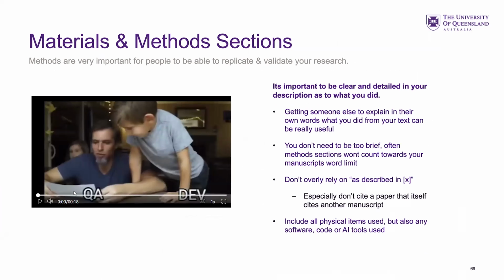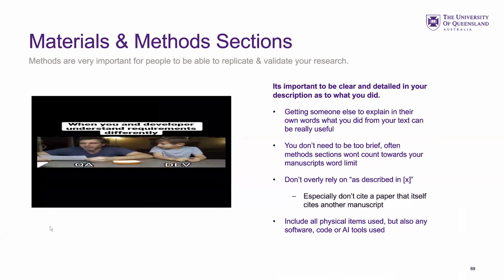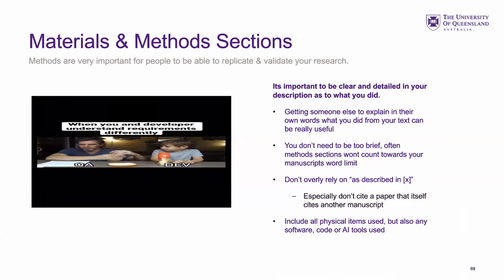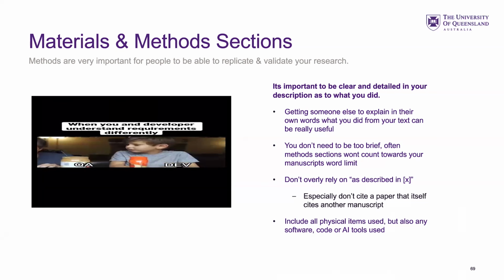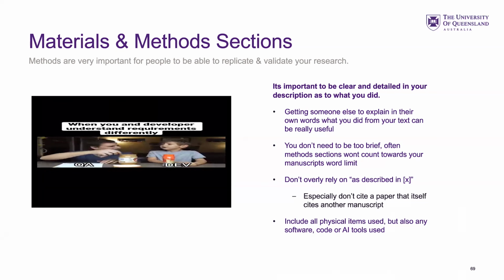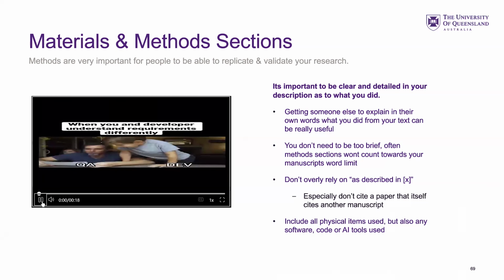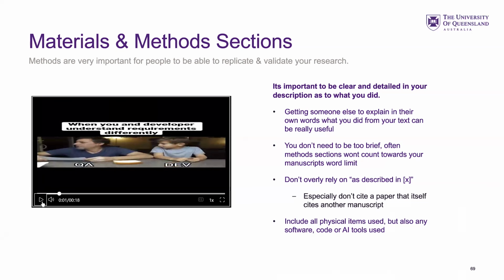This is good. So methods and materials sections. Get 2 pieces of bread, get some peanut butter, get a butter knife, put the butter knife in the peanut butter. So basically saying, take the butter knife out of the peanut butter. And he wasn't clear because he's just thrown the knife. But basically the point is, when you have your methods, it's really important that people understand it, replicate it and validate it.